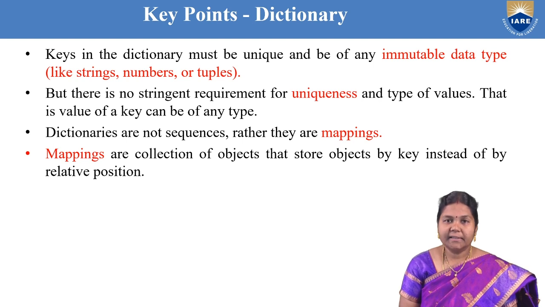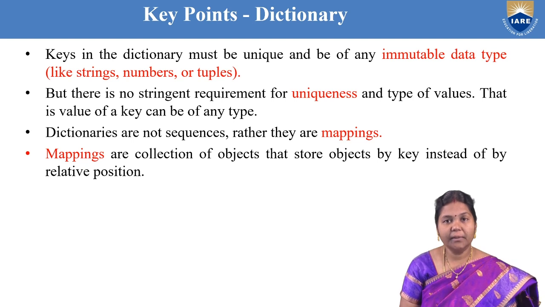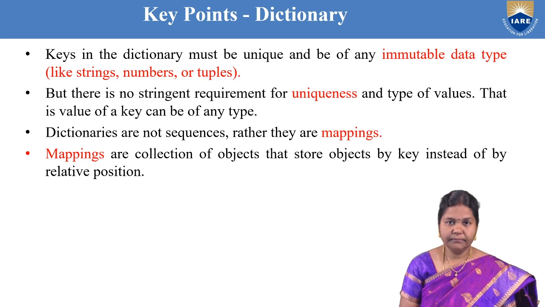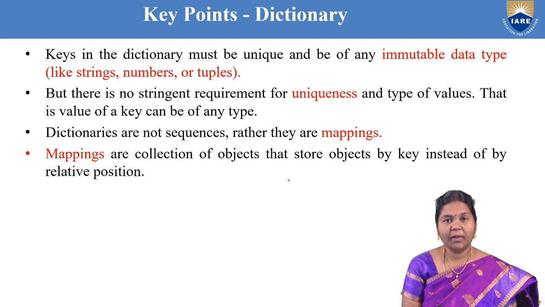Keys in a dictionary must be unique and the keys should be any one of the immutable data types. That means whenever you write a key in a dictionary, it should be an immutable data type. That means it can be strings or numbers or tuples. Whereas there is no uniqueness property for the values. There is no stringent requirement for uniqueness and type of values. While writing the values for a particular key, you can use any data type, mutable or immutable.